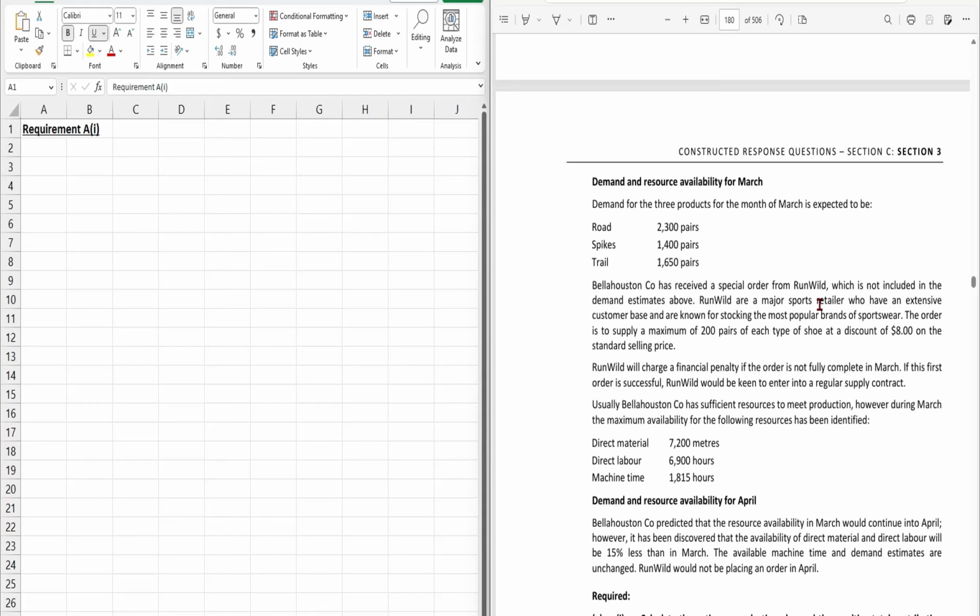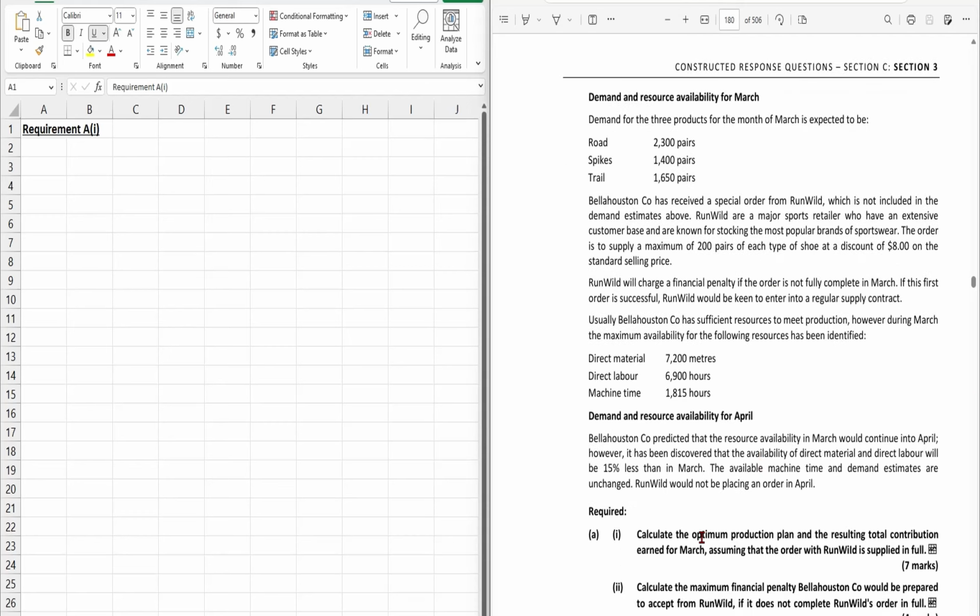Usually, Bella Houston Company has sufficient resources to meet production. However, during March, the maximum availability of the following resources has been identified. Then there is demand and resource availability for April. So let it be for now, and we need March.